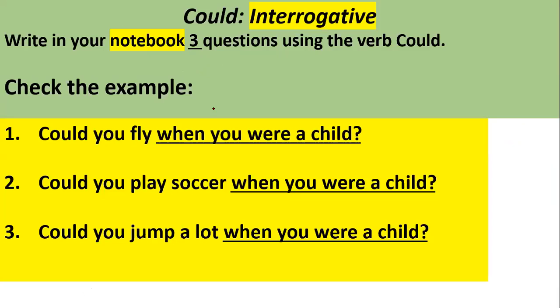I'm going to ask you to write in your notebook 3 questions using the auxiliary could and abilities. For example, in my case, I put, could you fly when you were a child? Could you play soccer when you were a child? Could you jump when you were a child? Okay. So the only thing that I'm going to ask you is to write 3 questions in your notebook. No answer, only the question. Okay. And when you finish, just send finish in the chat. And the same, if you have a question with a vocabulary word, ask me.